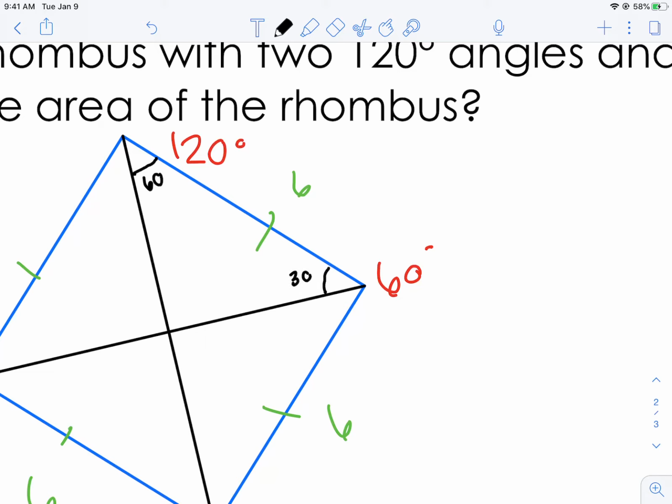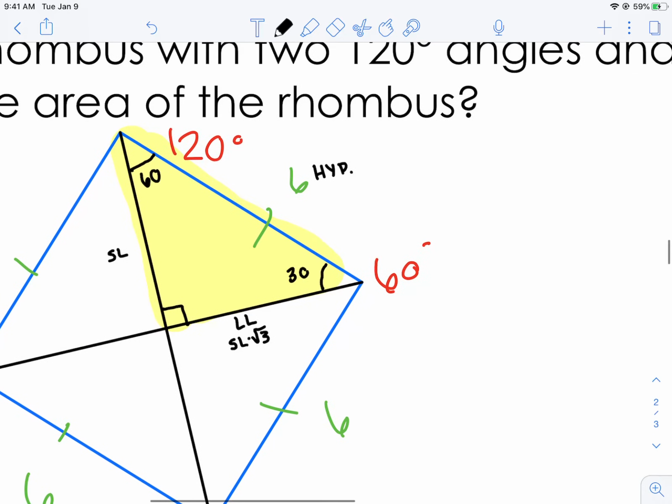Another property that rhombuses have is that the diagonals are perpendicular. So now I have a 30-60-90 triangle. My rule for 30-60-90s is that across from the 30 is your short leg, across from the 60 is your long leg, and across from your right angle is your hypotenuse. The rule is that your long leg is your short leg times the square root of 3, and your hypotenuse is 2 times the short leg.